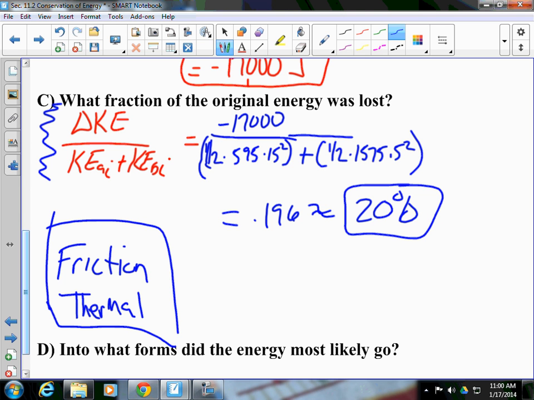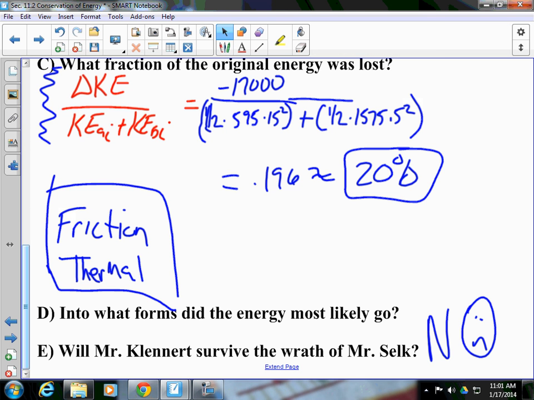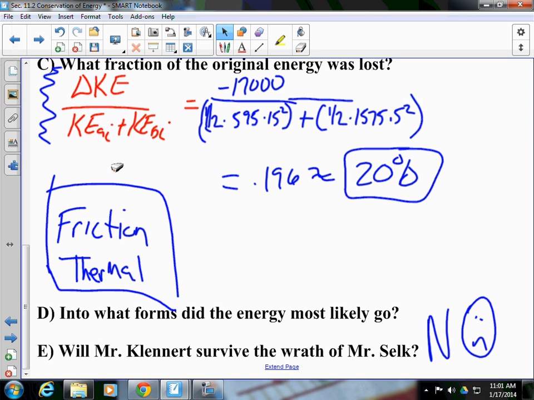And lastly, because Mr. Kleinert was not paying attention and going too fast on the slippery roads, will I survive the wrath of Mr. Selk in the accident? And the answer to that is very probably no. I will not. So this is using the conservation of energy with the equations we have, with using kinetic energy, which we got in 11.1, using potential energy, which we got in 11.1, and going forward from there. So this is kind of tying all our energies together. We have KE, we have PE, and we know they're related.